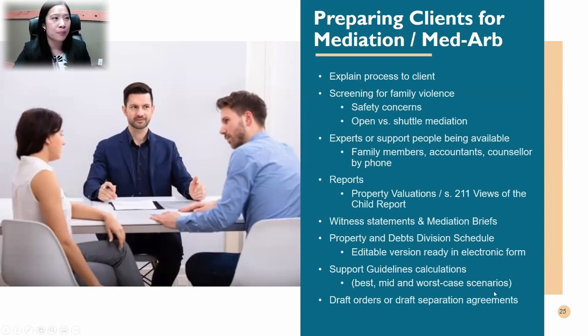So next up, back to the slide. We're going to talk about support and guideline calculations. We've touched on this briefly. As the advocate and support worker, you really need to head into the spousal support and child support calculators and calculate the best, mid, and worst case scenarios. So there can be complex best, mid, and worst case scenarios, and I'll briefly go into why.